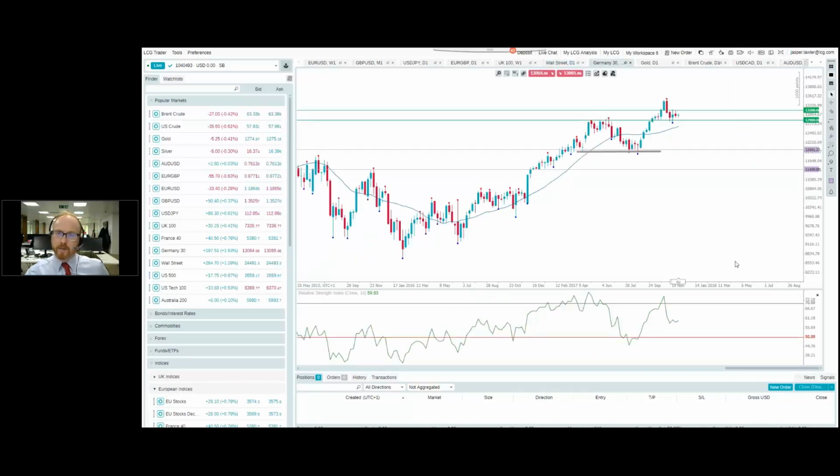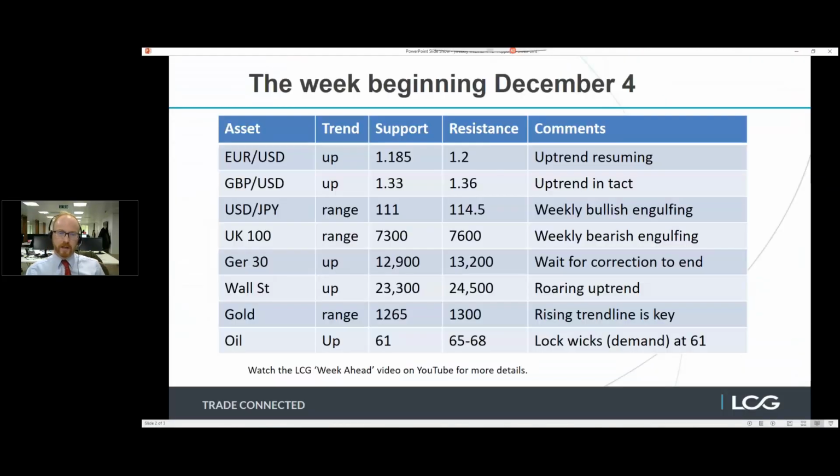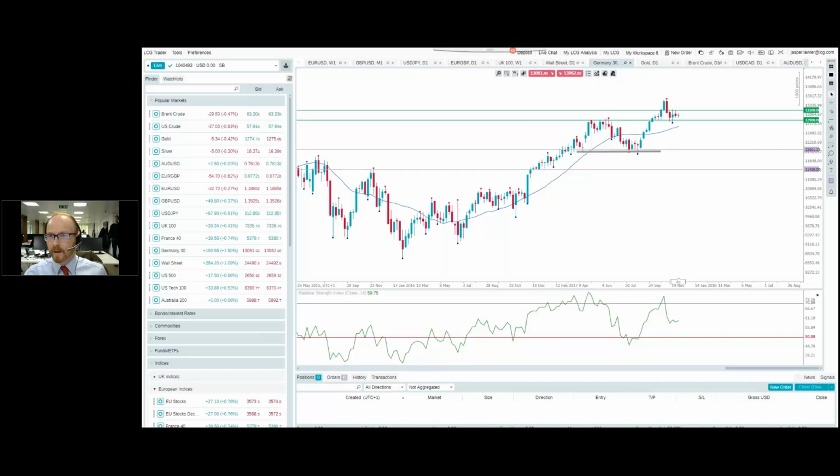Switching gears to the Germany 30. So again, this is the weekly chart. It looks like 12,900 is finding a fair bit of demand. I mean, that's what I've said here, we're waiting for this correction to end, but there has been a fair bit of buying interest in and around the bottom of that 12,900 level. We'll have a look at those daily wicks in a minute.